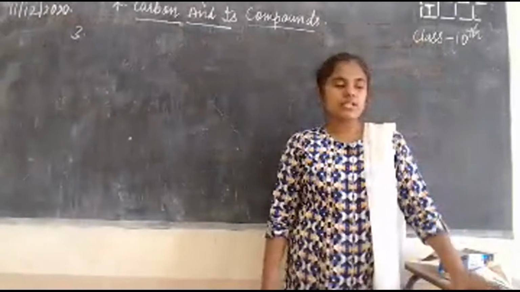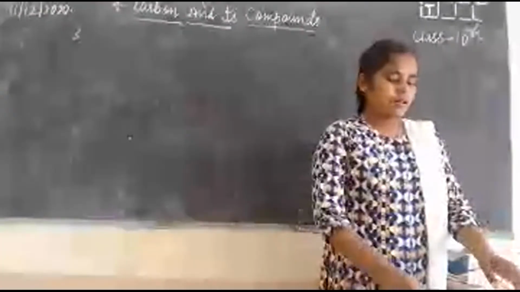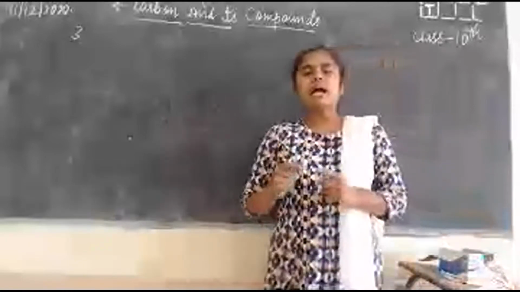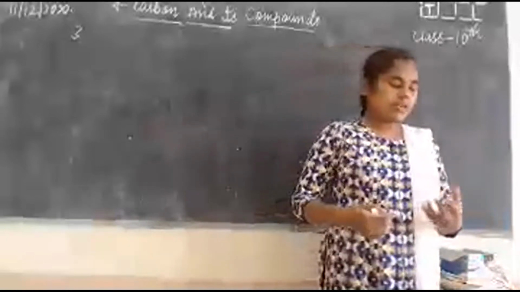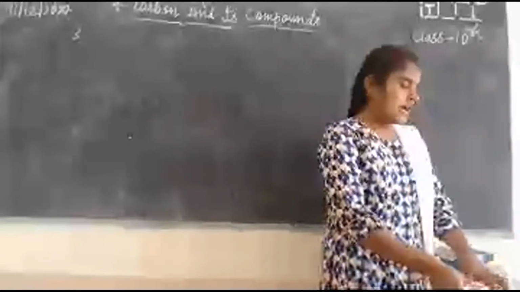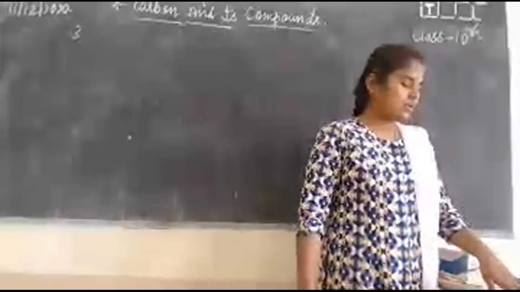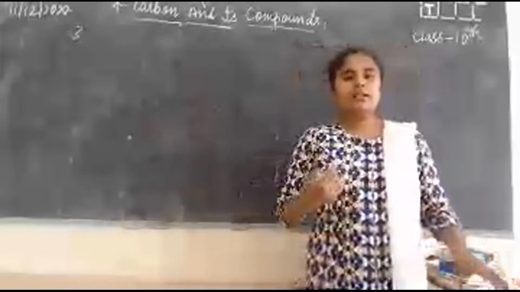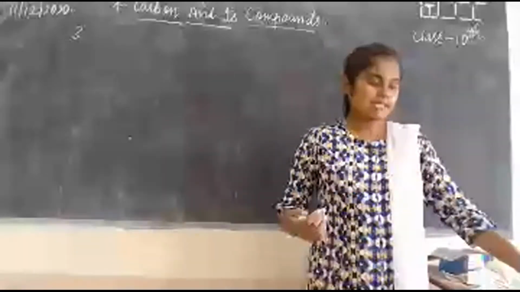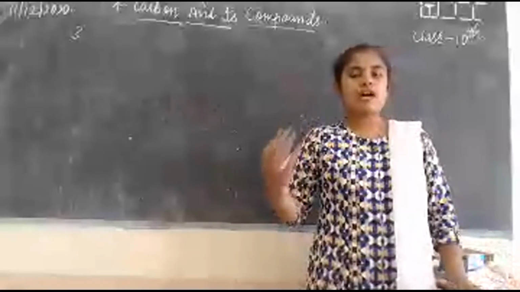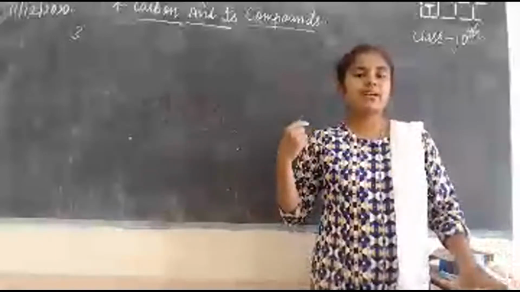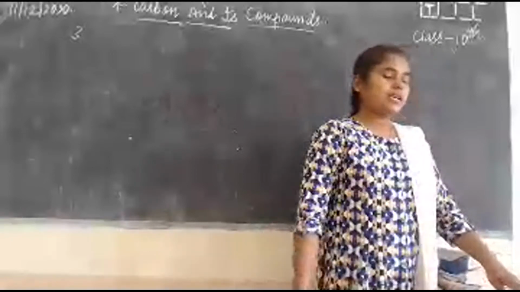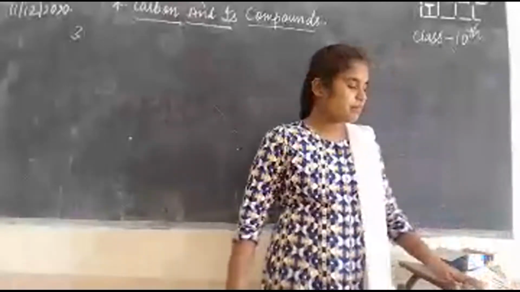Now we'll see how ethanoic acid reacts. Ethanoic acids usually react with the carbonates and hydrogen carbonates to give sodium acetate. They give rise to a salt, carbon dioxide and water. The salt which is formed is sodium acetate. So again there is a formation of carbon dioxide and water. Carbon dioxide is being liberated.